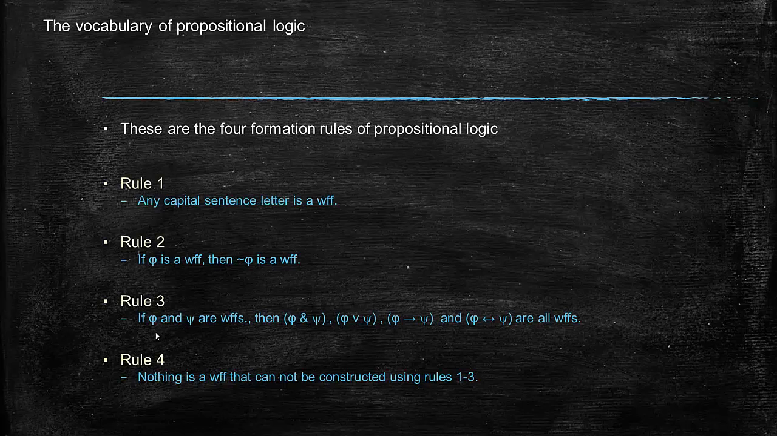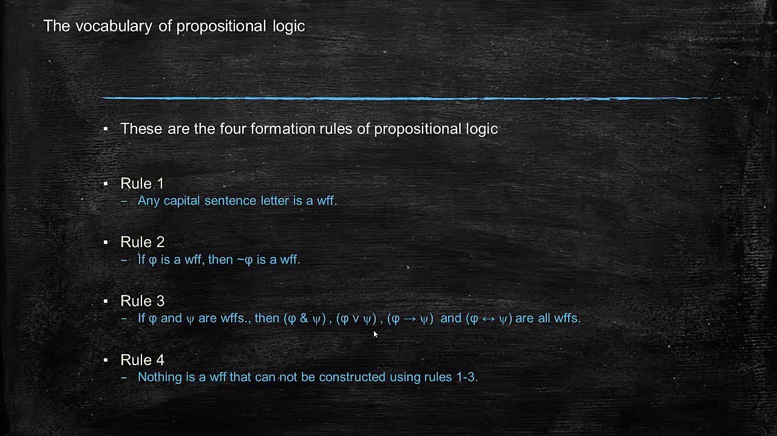And then rule 3 tells us, using two Greek symbols, phi and psi, if phi and psi are wffs, then all these are wffs too. So again, we're familiar with them: phi and psi, phi or psi, phi arrow psi, if phi then psi, and phi double arrow psi, the biconditional.